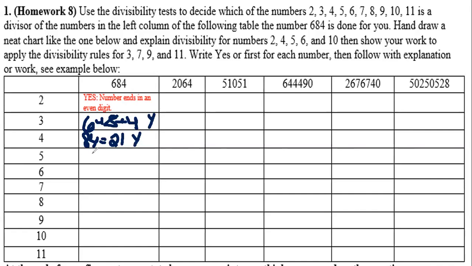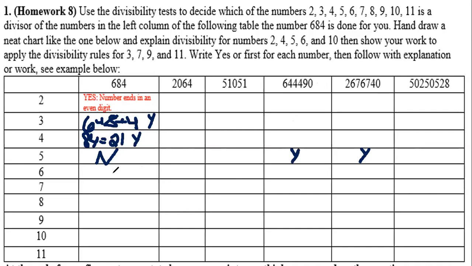For 5, the divisibility rule is that the number has to end in a 0 or 5. So 684 ends in a 4, so it's not going to be divisible by 5. But if you look down our row, you'll come across 644,490, which ends in 0, so that would be divisible by 5, as well as 2,676,740, which ends in 0, but the last number isn't.